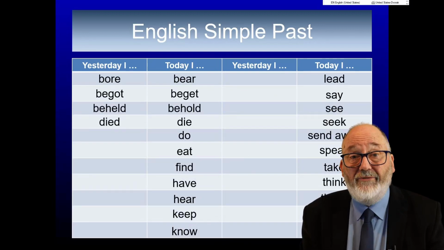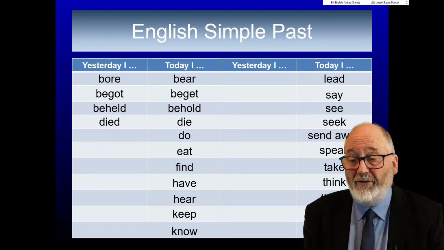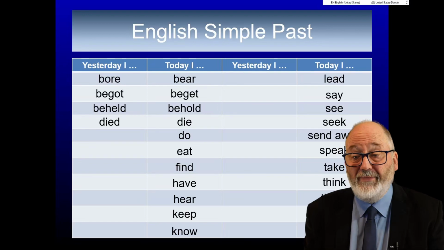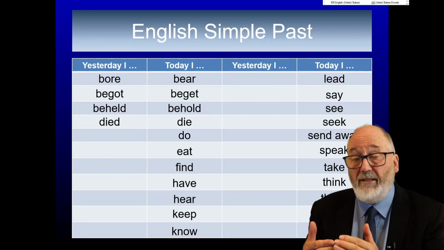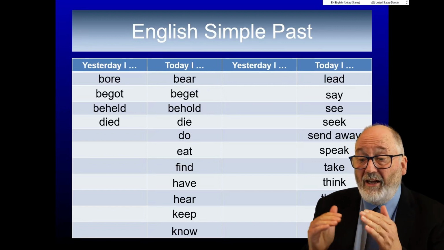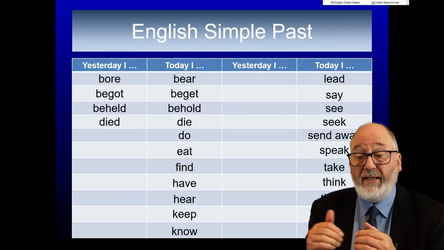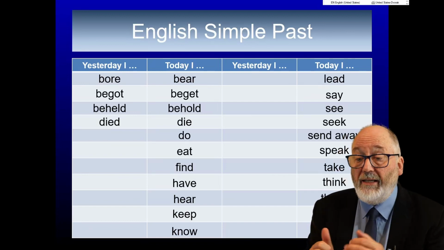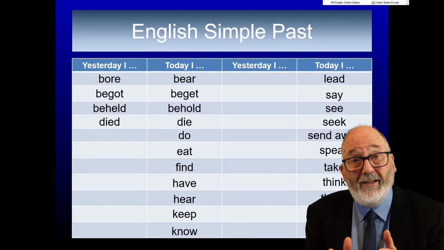So these English verbs are irregular. Bear, beget, behold, die, do, eat. So let's just do the same exercise. Today I bear, yesterday I bore. You knew that. Today I beget, yesterday I begot. Today I behold, yesterday I beheld. Today I die, yesterday I died.